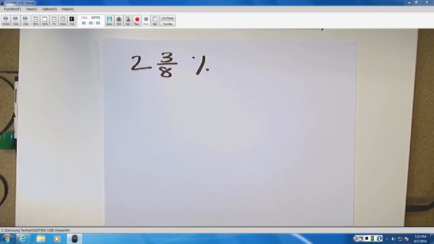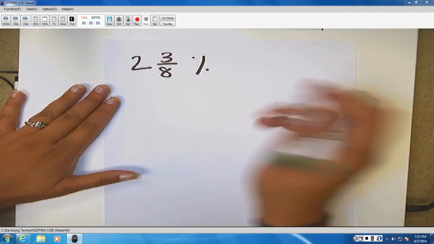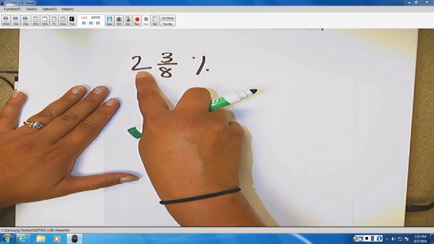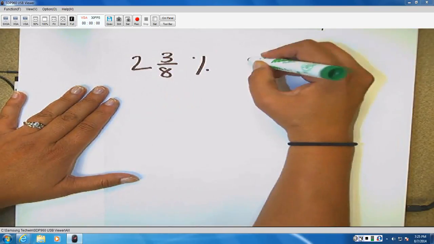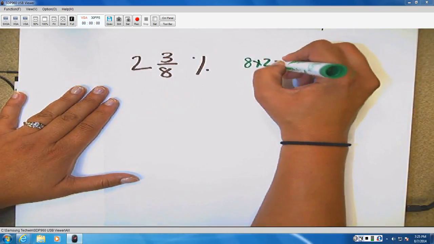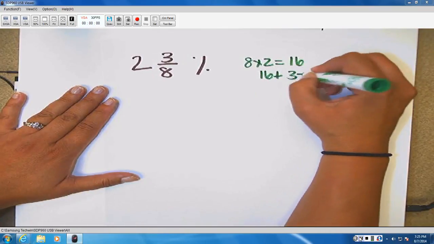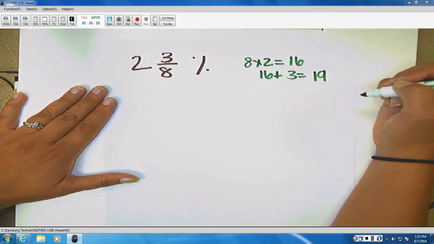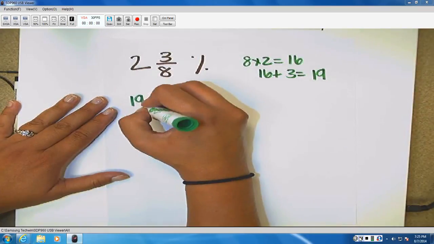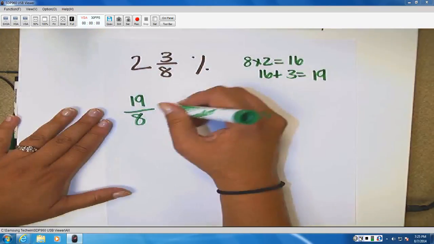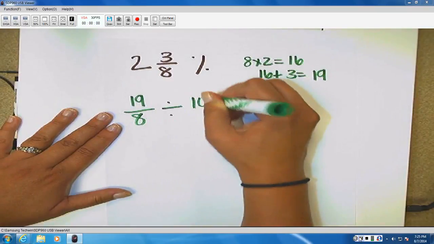Now, the first thing that we need to do is take this mixed number and turn it into an improper fraction. And as you might recall, how you do that is you take your denominator, multiply it by your whole number, and then add your numerator. So I'm going to take 8 times 2, which is 16, and then I'm going to add my 3. So 16 plus 3 is 19. So I end up with 19/8. And I'm going to divide 19/8 by 100.